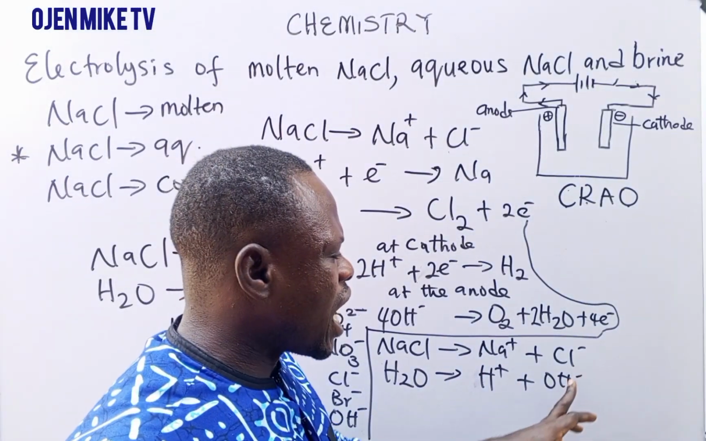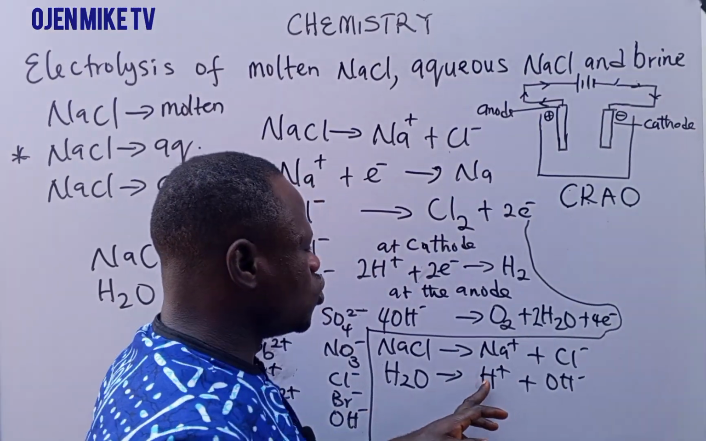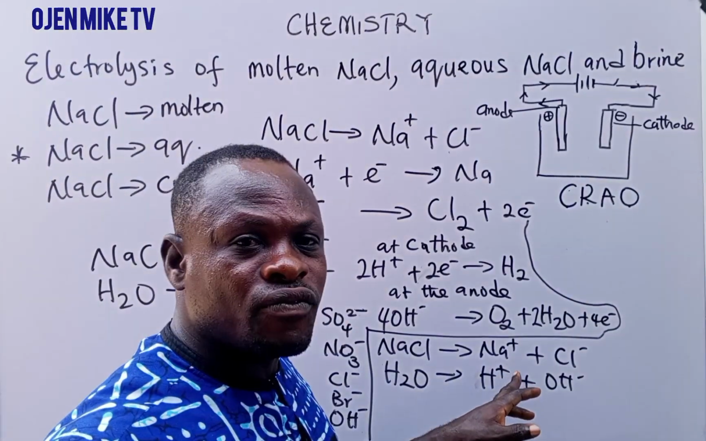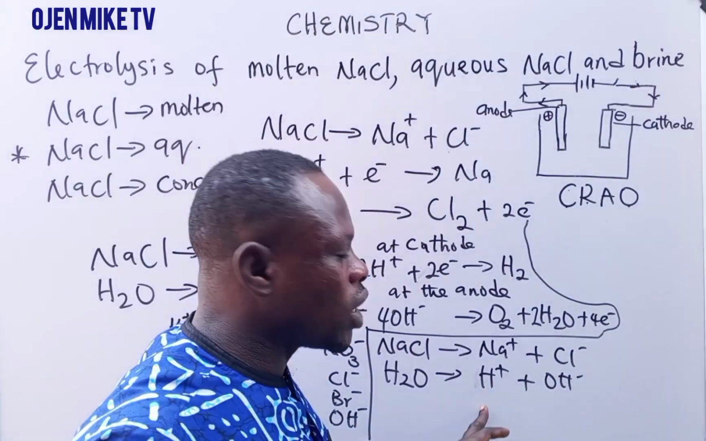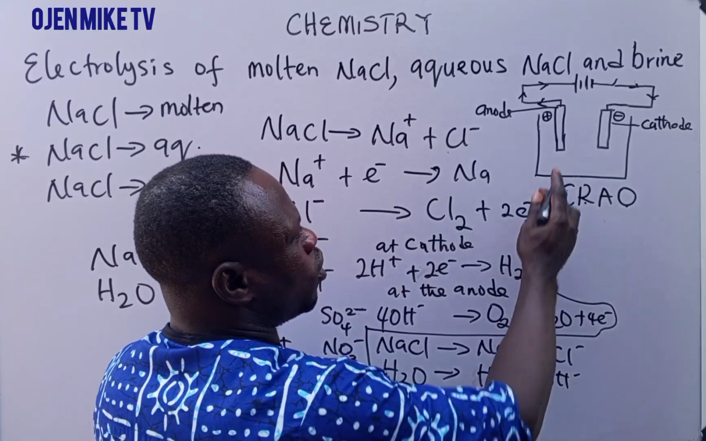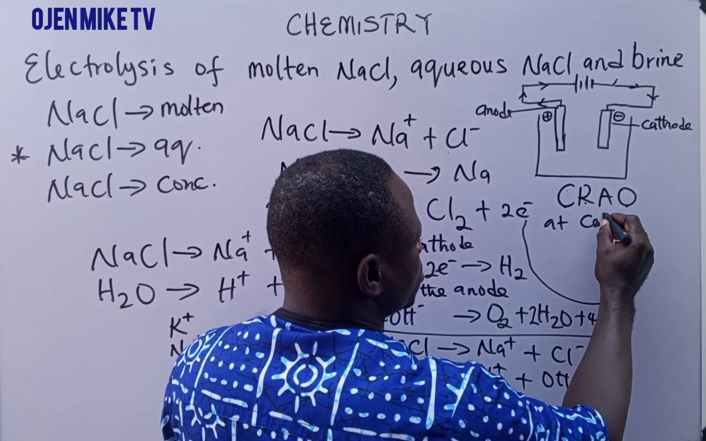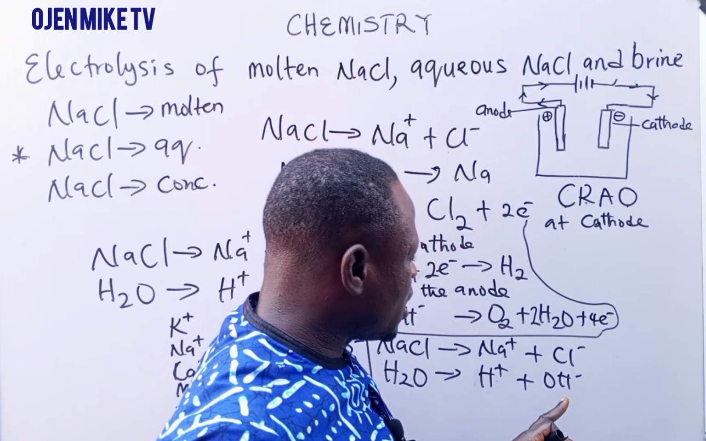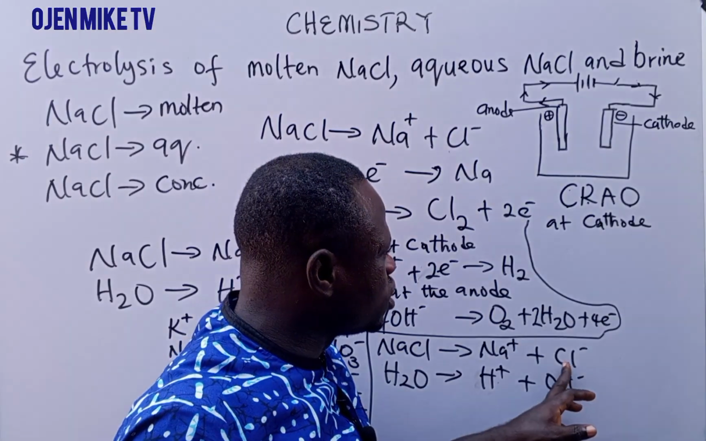Now, because the concentration is high, what you are looking at is not the concentration of the sodium, chloride and OH. Which one will be preferred to be discharged? Of course, here you know that hydrogen is lower in series. Therefore, hydrogen will be preferred to be discharged. Concentrated means that the concentration of this one and this one are more. Are you following? Remember, the positive ion will migrate towards the cathode. So we say at the cathode, because the concentration of chloride is higher, since brine means concentrated.